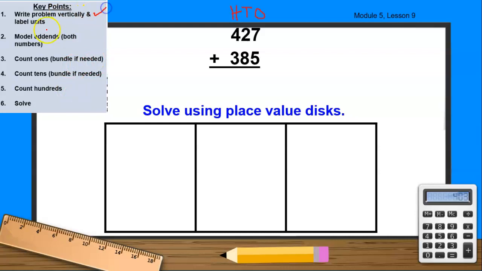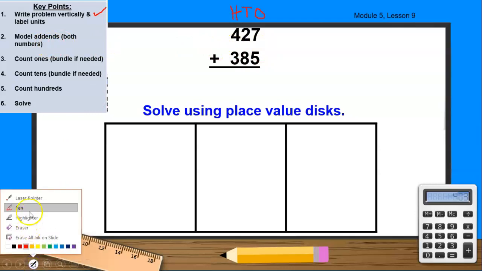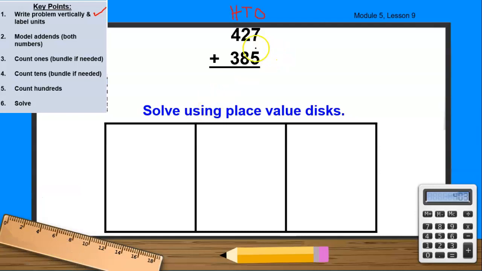Then, key point number 2, model add-ins. That means I write the numbers for both place values. So I'm going to write the first digit. I'm going to put ones, tens, and hundreds. This tells me that I draw 7 ones.